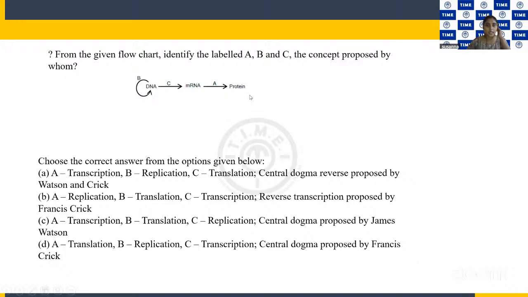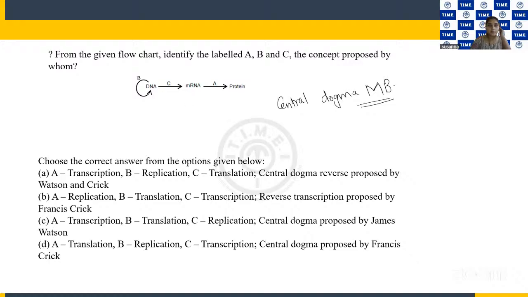So you need to just label. So what is this, students? What is this? I hope you can answer this now. So this is Francis Crick's central dogma of molecular biology. Okay, central dogma of molecular biology, and it was proposed by Watson and Crick.